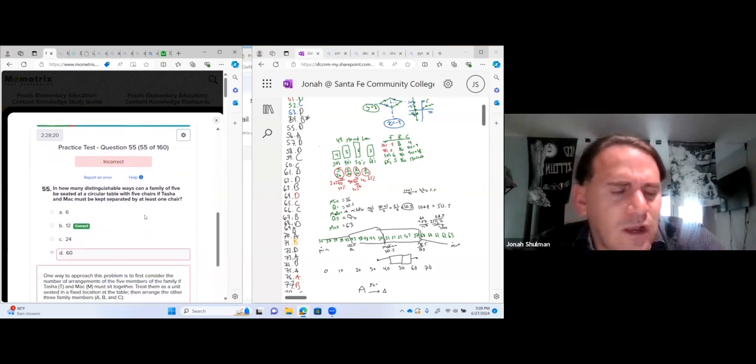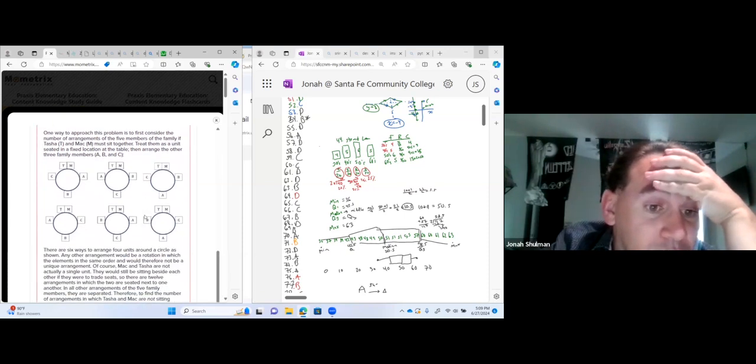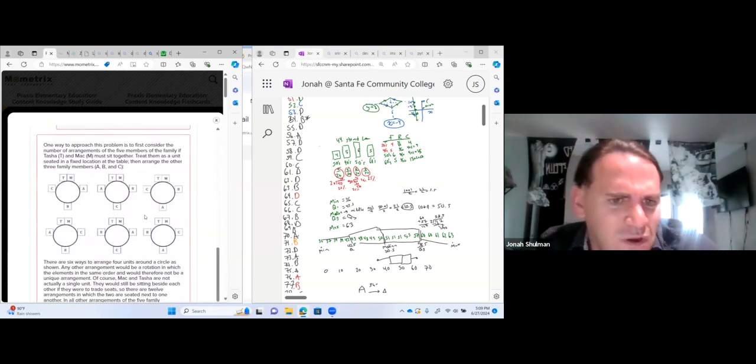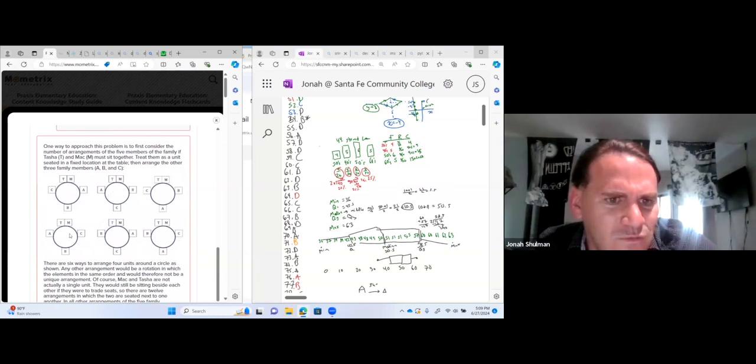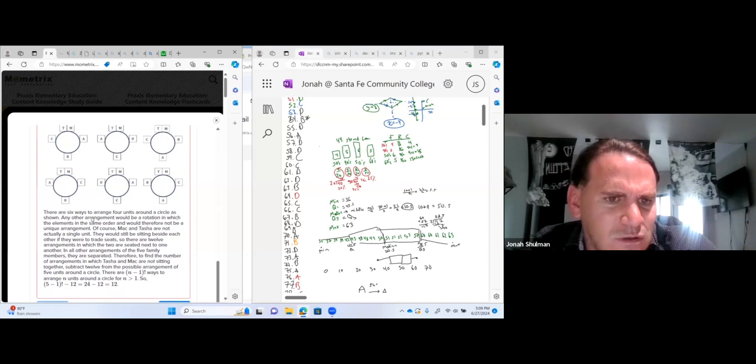Yeah. So I went with 60. So they drew them all out. I did not want to draw them all out, but they drew them all out and there were 12 ways. One way to approach this problem is first consider the number of arrangements of the 5 members of the family. If Tosh and Mac must sit together, treat them as a unit in a fixed location. So that's 1, 2, 3, 4, 5, 6. There are 6 ways to arrange the 4 units around a circle as shown.